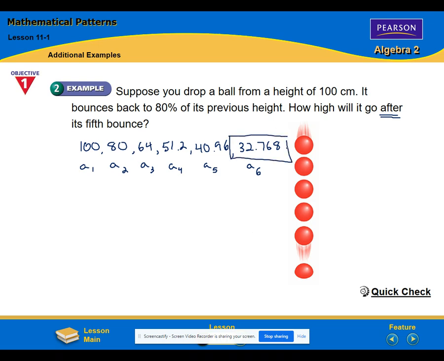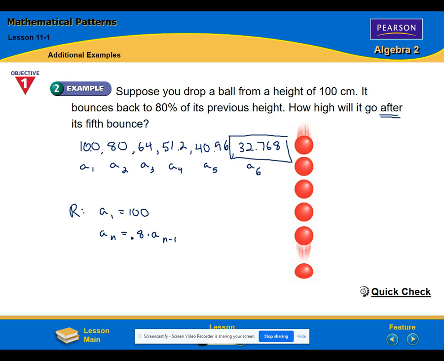Okay? Now, to close this up, let's go ahead and write out the recursive formula and the explicit formula for this example. The recursive formula would look like this. A sub 1 is equal to 100. A sub n is equal to 0.8 times the previous term, 0.8 times a sub n minus 1. Now, pardon my handwriting, it's imperfect, but this is 0.8 right here. This is the times dot. You don't need the times dot, but I included it. That's the recursive formula for this situation.